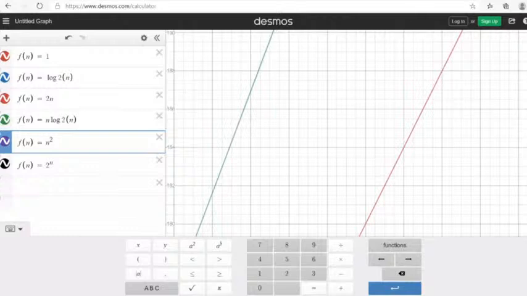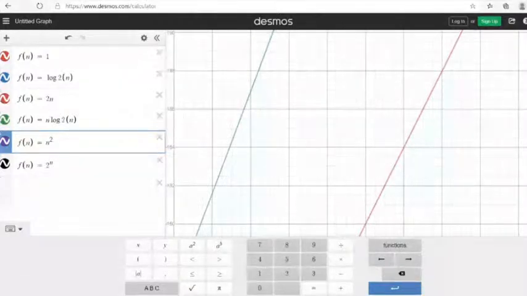It's going to be https://www.desmos.com/calculator. Fine. I'll just share a different screen with you. Just wait.